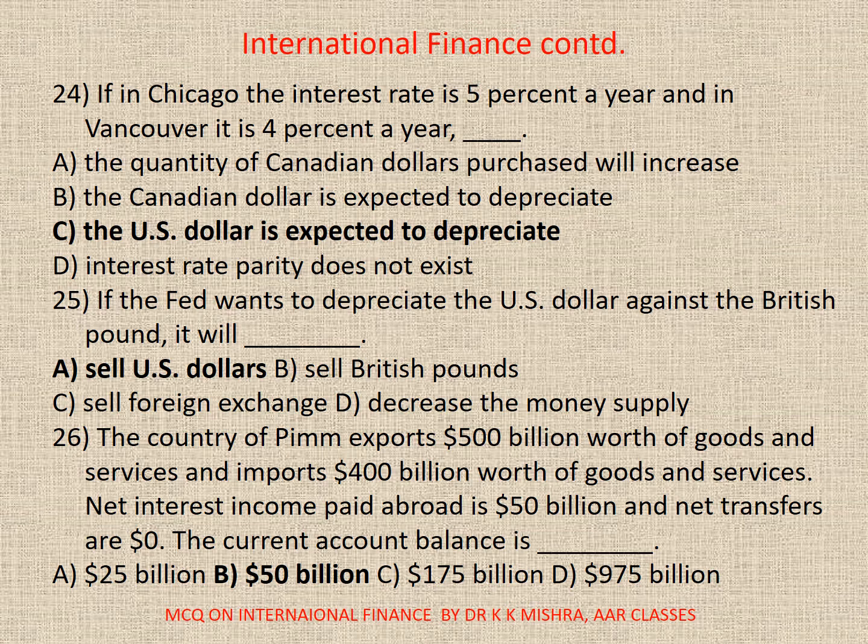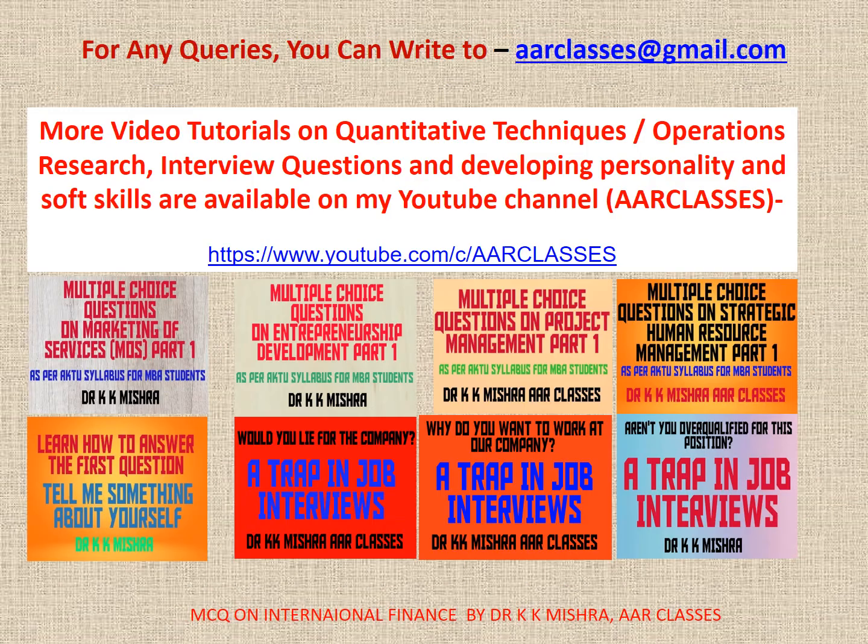26. The country of PIM exports $500 billion worth of goods and services and imports $400 billion worth of goods and services. Net interest income paid abroad is $50 billion and net transfers are $0. The current account balance is dash. The correct option is B, $50 billion. So this was all about this video tutorial.